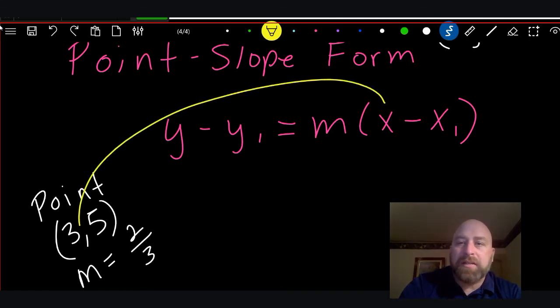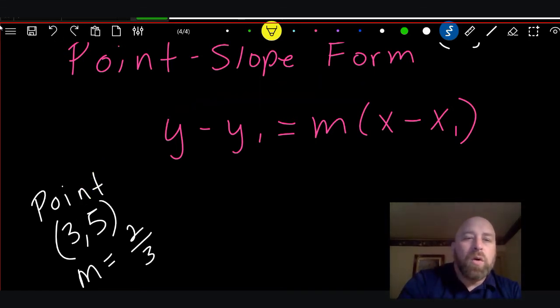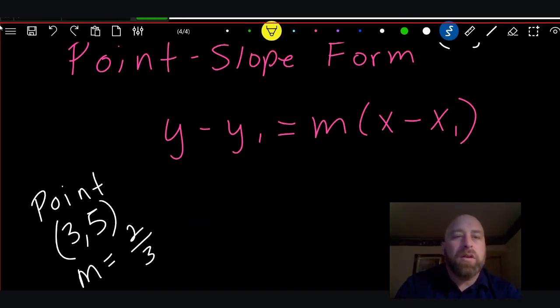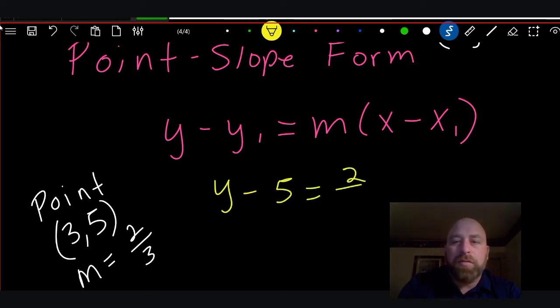So there's the x, and it goes way over here, sorry. And then here's the y, and it goes right here. And then the slope would go right there. So let's go ahead and plug it in and see what happens with this. Y minus 5 equals m, 2/3, times x minus 3.